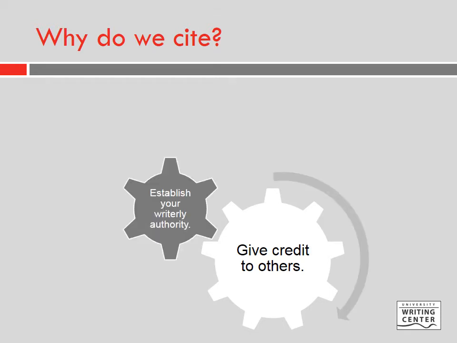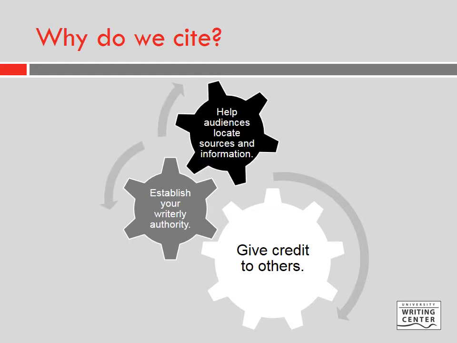The next reason why we cite builds on the first. Because citing sources shows that you are in conversation with other scholars and ideas, it will help to establish your writerly authority. In general, the more deeply and broadly a writer engages with credible sources, the more credibility the writer has. Finally, citation systems are designed to help your audience or readers locate your sources easily. Locating a writer's sources helps build knowledge surrounding a subject.